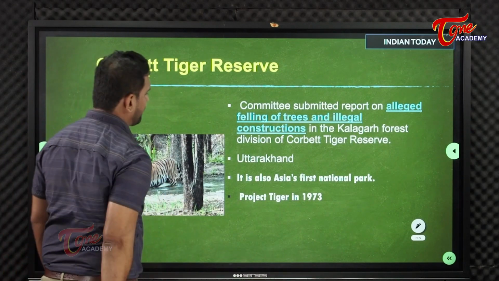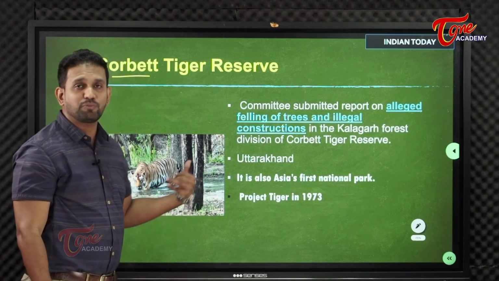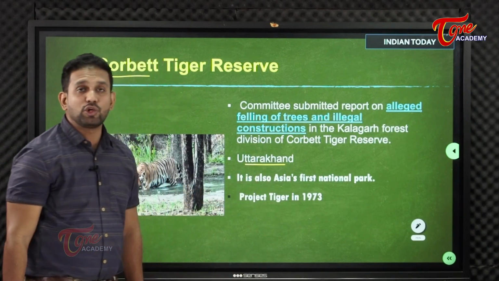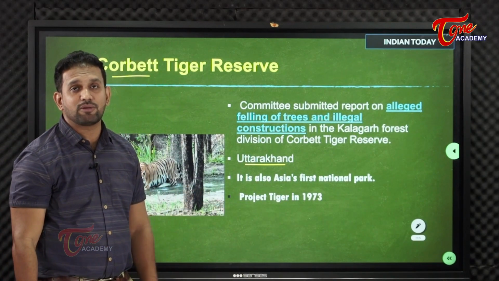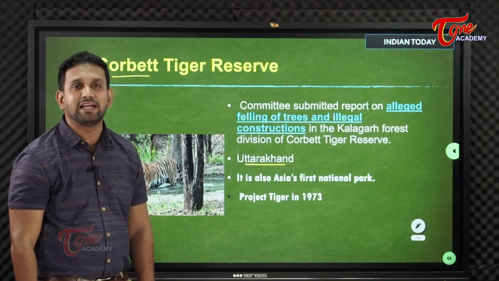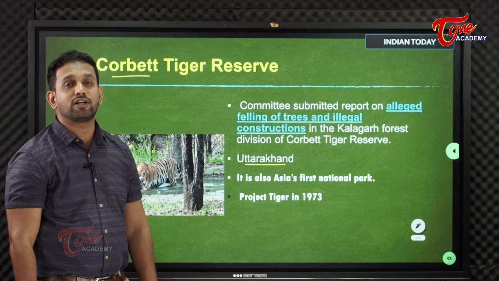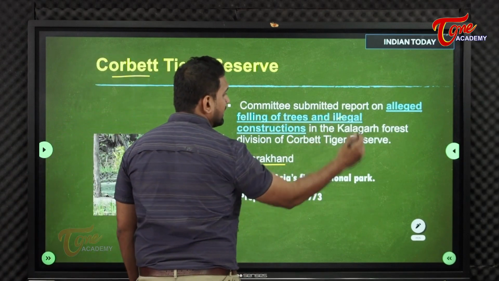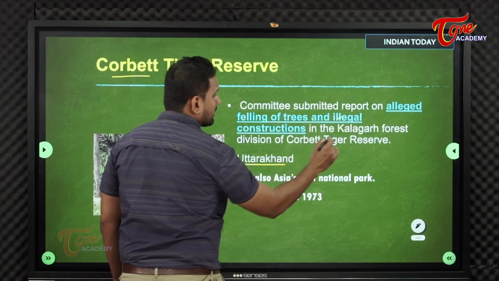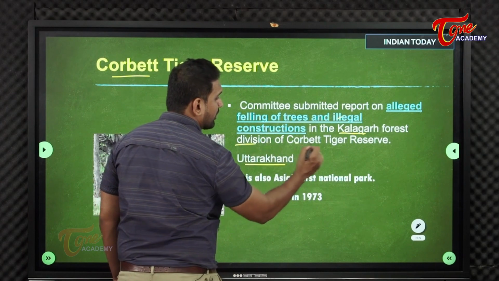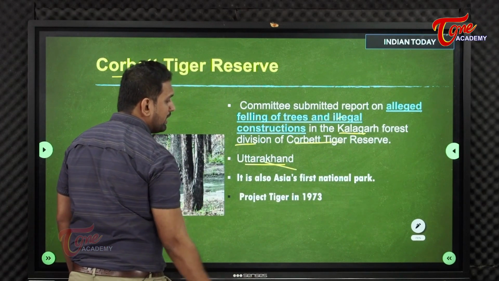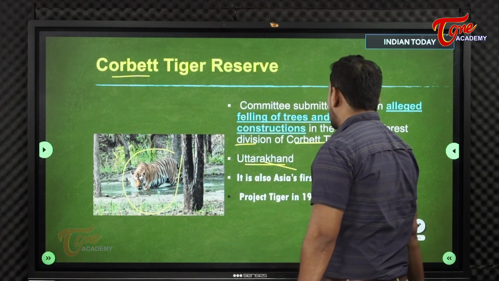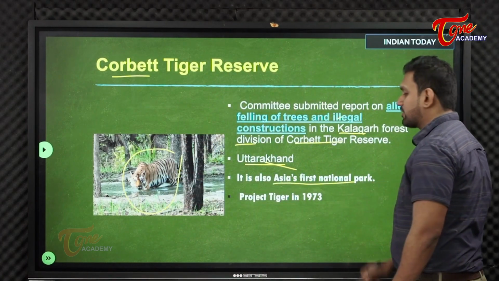Corbett Tiger Reserve. It is in the news because in this particular national park, which is located in Uttarakhand, a lot of trees are being felled illegally. Means trees are being cut down illegally. That's why it is in the news. Felling of trees and illegal constructions are happening in the Kalagar Forest Division of Corbett Tiger Reserve, Uttarakhand. This Corbett National Park is very famous for tigers. It is also Asia's first national park.